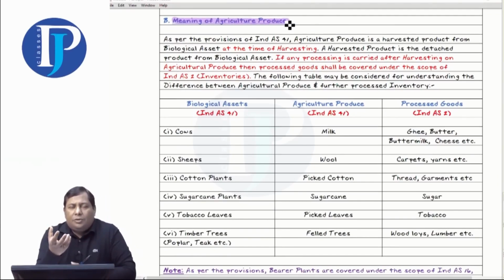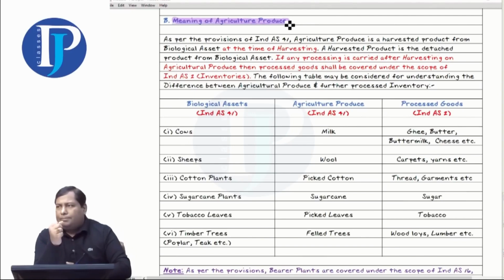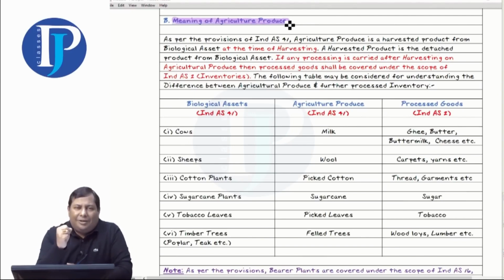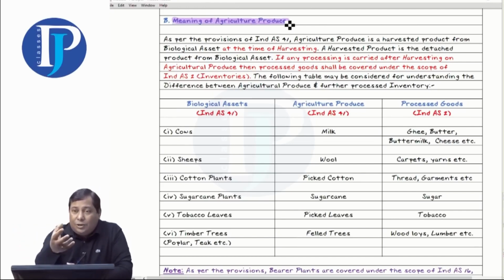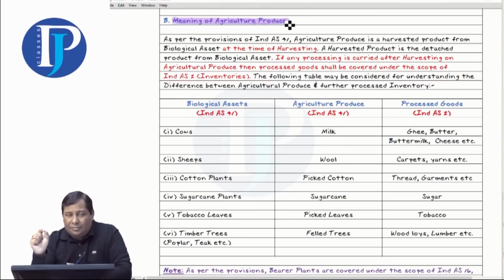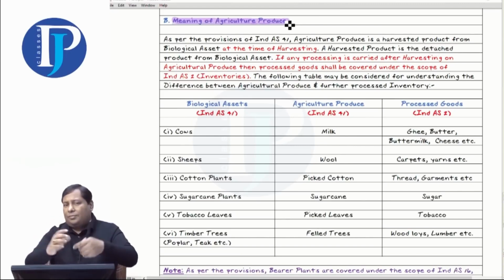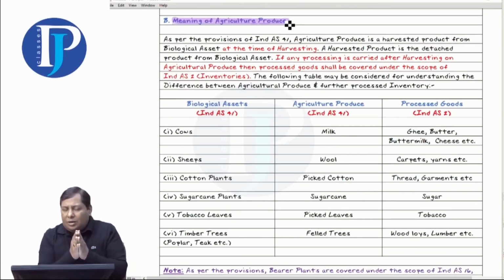Meaning of agricultural produce. What was the meaning of agricultural produce? Harvested product from biological assets, the product which you have detached or separated, which you have received from biological assets at the time of harvesting. I had told you the use of 'at the point of harvesting' and I had taught this already. Just listen carefully as we are revising it now. The meaning of agricultural produce is the harvested product at the point of harvesting. What does harvested product mean?